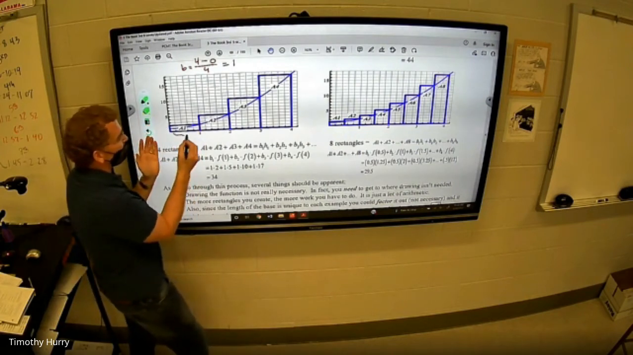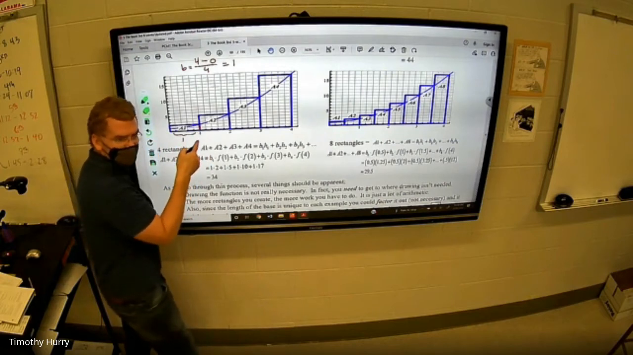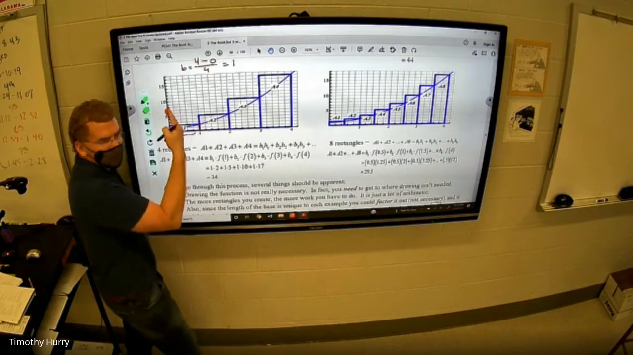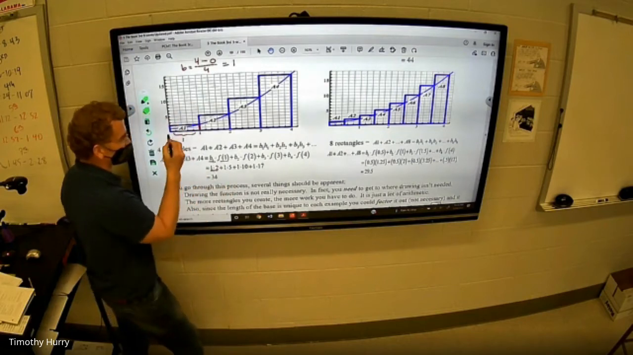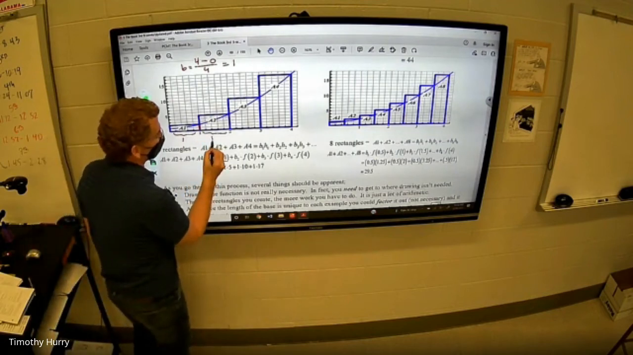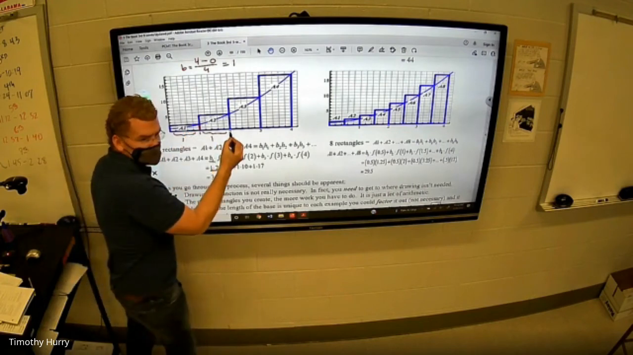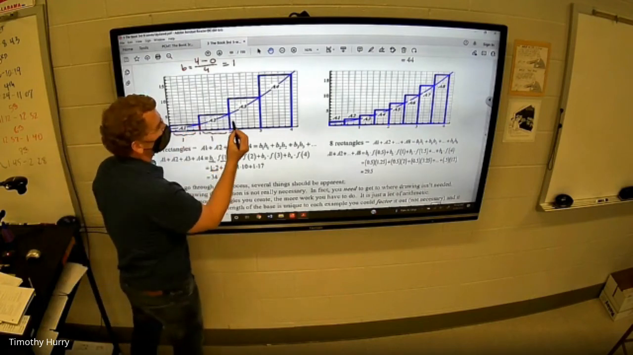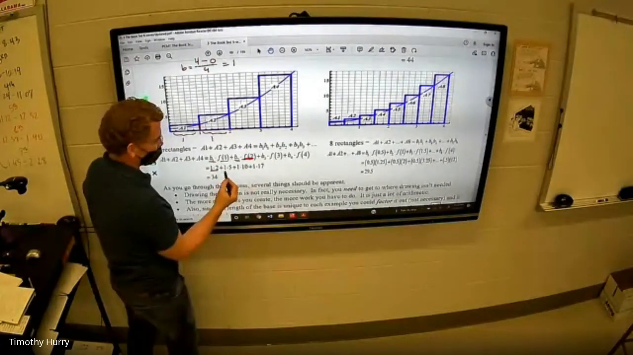So if my base is 1, how do I find my height? I find f of 1, right? So I plug 1 in my function and I get that height. And then here is my base times height. So that first rectangle has an area of 2. Then I say, all right, my next base is also 1. But to find my height, I got to go over again 1. So now I'm plugging what in? F of 2 for my height, right? So base times height, 1 times 5.